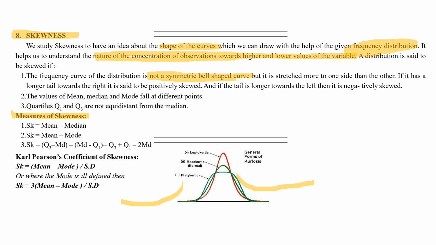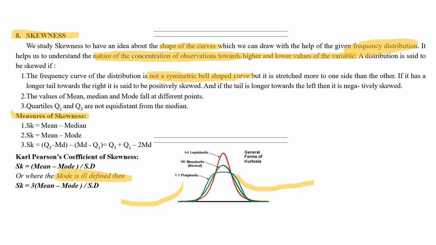Where the mode is ill defined, Sk is equal to 3 into mean minus median divided by standard deviation. So the mode is ill defined; when the mode is not correctly found, we can consider 3 into mean minus median divided by standard deviation.